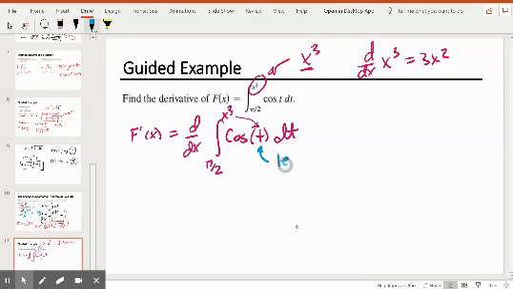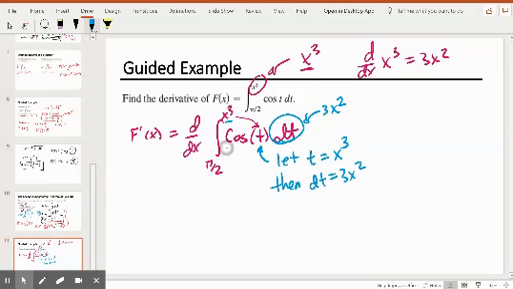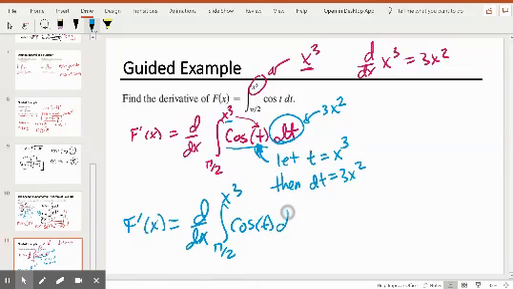So let's explain this in a way that we can systematically apply it. We're going to let t be equal to our function in the integral, x cubed. Well, if t is x cubed, then dt, the derivative of t, would be 3x squared. That means I should replace this with 3x squared and multiply it by cosine, replacing that t with x cubed. So f prime of x equals d dx of the integral from pi over 2 to x cubed of cosine of t dt becomes cosine of x cubed times 3x squared.